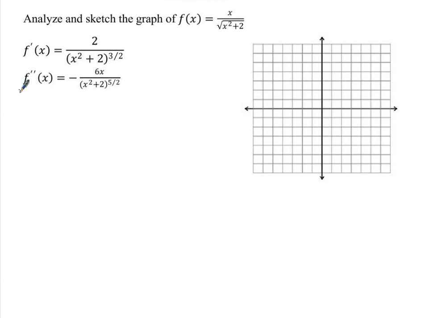Again, I'm giving you the first and the second derivative just to save time. Of course, on the homework, that's not going to be the case. You'll have to find the derivatives on your own, which is probably pretty painful, and I understand that.